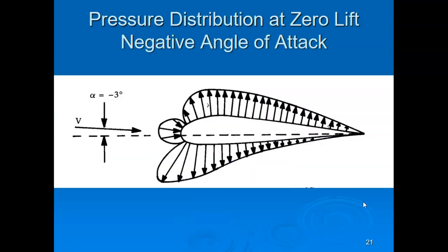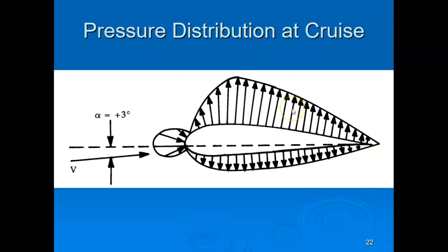In this illustration, we see an airfoil at a -3 degree angle of attack. And as you can see, the lift vector arrows are longer on the underside of the airfoil than above the airfoil. So this airfoil is not generating a great amount of lift. In this illustration, you see an airfoil at a +3 degree angle of attack. And as you can see, the lift vector arrows are longer above the airfoil than below the airfoil. So at a +3 degree angle of attack, this airfoil is generating positive lift.